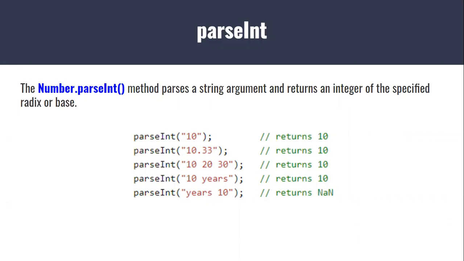Now, if you don't remember the difference between an integer and a float or decimal, just refresh yourself a little bit. Integer has no decimal value here, so it can do some weird things. It takes, for example, 10, 20, 30, and returns 10. I guess it looks at the first occurrence of a number, converts that, and ignores the rest. And if it doesn't find one, I guess it returns NaN. So this is a very useful one as well.